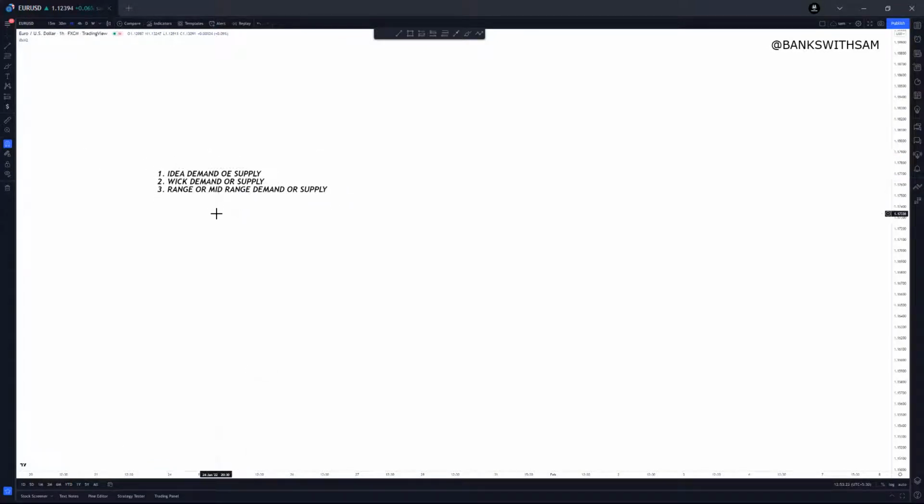I'm going to be giving very detailed information on these kinds of supply and demand zones. First we will start with the basics. What is ideal demand or supply? To understand this, you need to understand what imbalance is. So let's discuss imbalance.